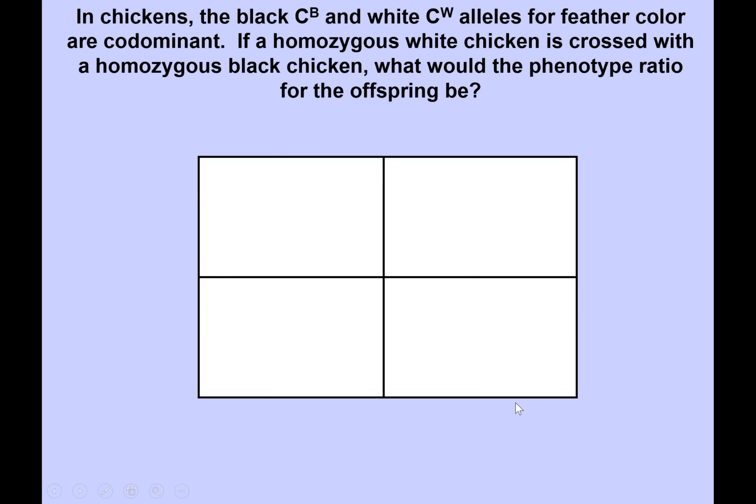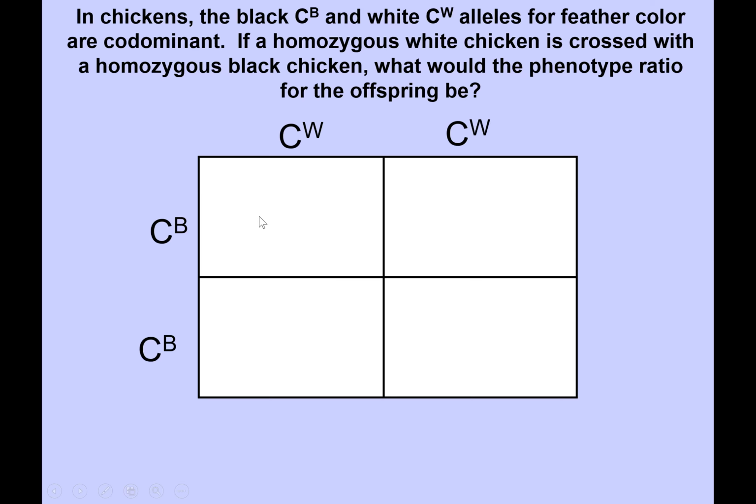All right, so let's look at an example problem of that. In chickens, the black and white alleles for feather color are codominant. If a homozygous white chicken is crossed with a homozygous black chicken, what would the phenotype ratio for the offspring be? So when you're solving these problems, you always start by establishing what your parent genotypes are. And remember, you can write the parent genotypes on either side of the Punnett square. It doesn't matter. So here's my homozygous white chicken, and here's my homozygous black chicken.